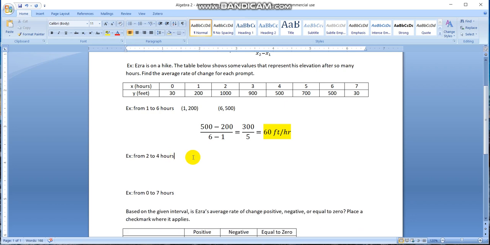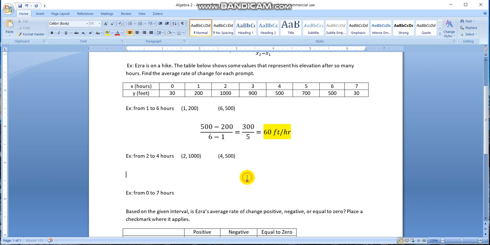Okay. Second problem. It says you want to find his average rate of change from 2 to 4 hours. So from 2 to 4 hours, again, you're looking at your value. After 2 hours, he has climbed an elevation of 1,000 feet. Okay, 4 hours. So after 4 hours, he has gained an elevation, or actually decreased in elevation, to 500 feet.